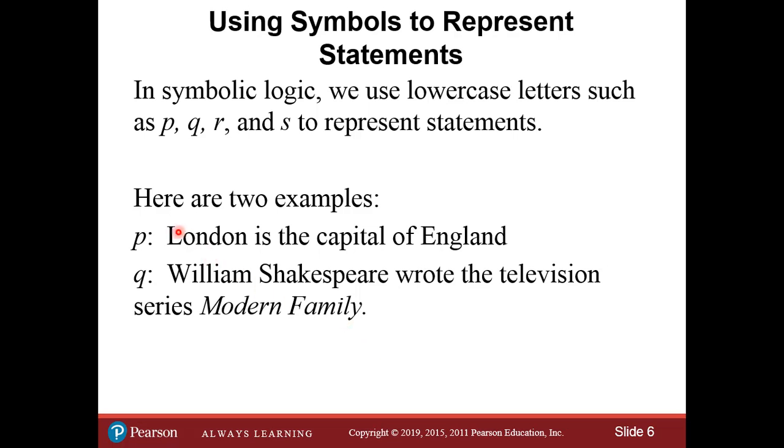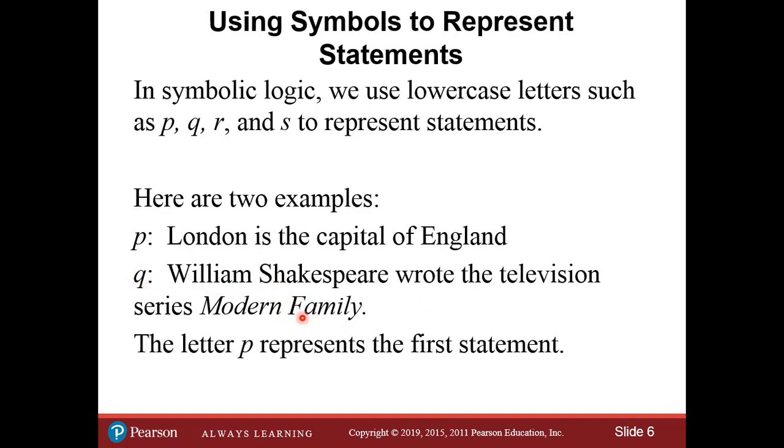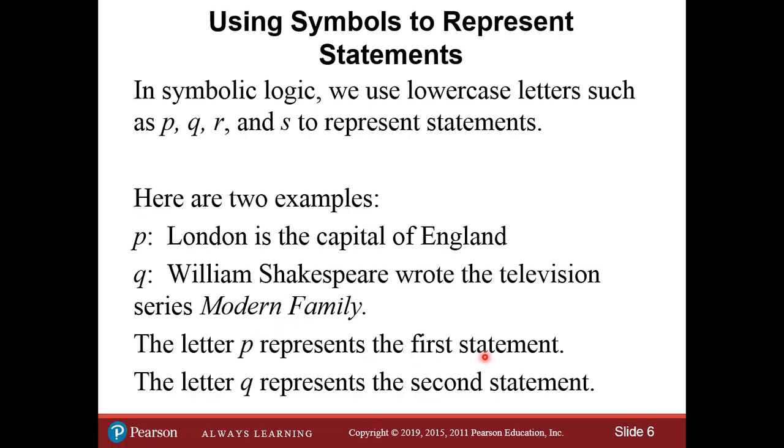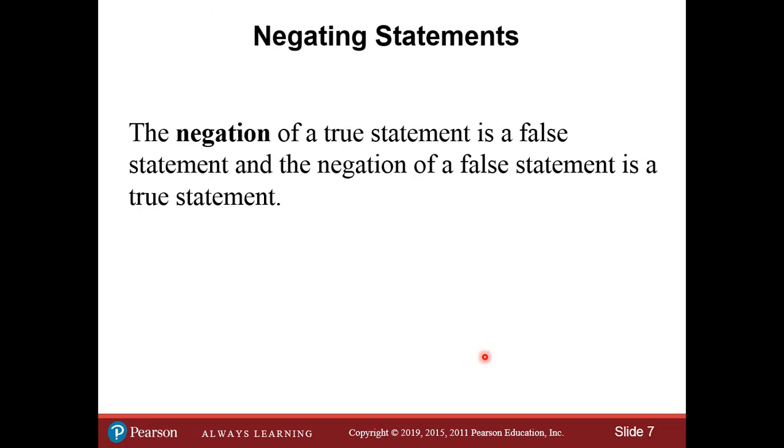Here's an example. We could say London is the capital of England, and we can represent that with P. Anytime I write down P, P represents the statement London is the capital of England. I could use Q to represent William Shakespeare wrote the television series Modern Family. If I write down Q, then Q represents this entire sentence. So the letter P represents the first statement, Q represents the second statement.